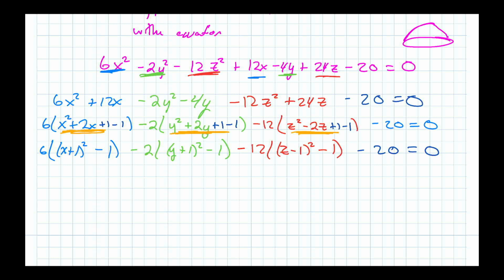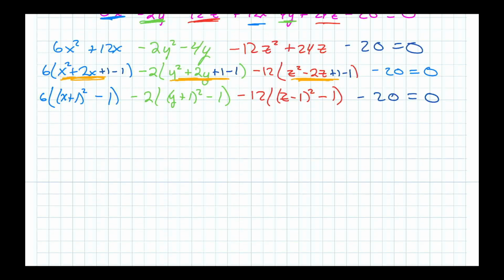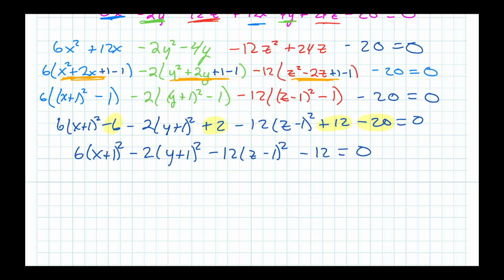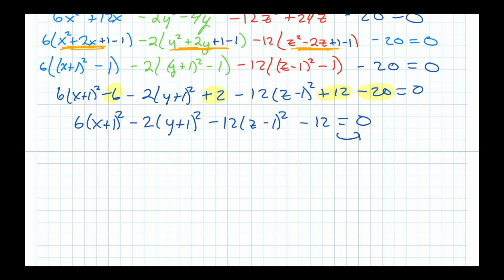But if you want to keep going to simplify this, then you would multiply it all out. So like 6, x plus 1 squared minus 6, minus 2, y plus 1 squared, minus 2 times minus 1 is plus 2. And then minus 12, z minus 1 squared, plus 12 minus 20 equals 0. So then you can do all your variables first, and then collect all your constants. So we got this negative 6 plus 2 is negative 4. Negative 4 plus 12 is 8. 8 minus 20 is negative 12. So we get that. You would move this 12 over to the other side.